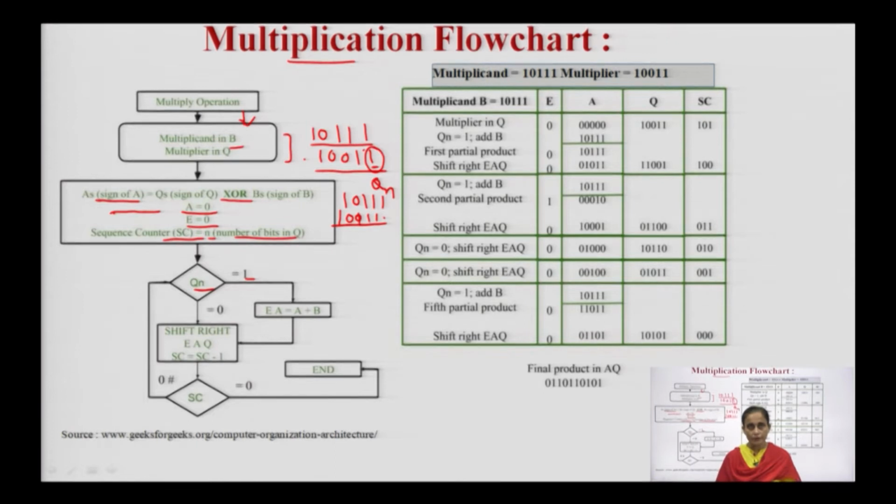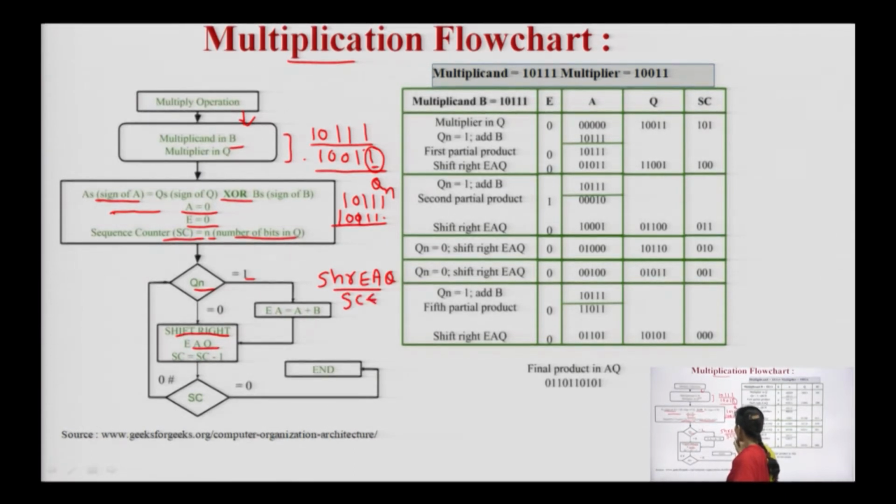But my CU is trained so that, instead of shifting my multiplicand towards the left, I will be shifting my partial product towards the right, so that my multiplicand and the partial product are at the same relative magnitude. So, I will here write shift right EAQ. These three registers have done the shift right operation, represented as shift right EAQ.